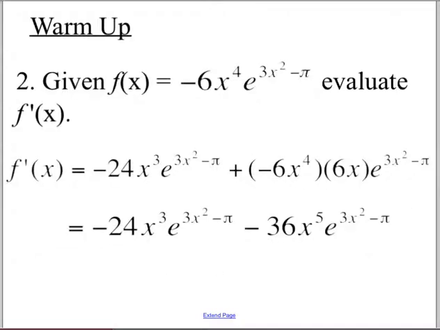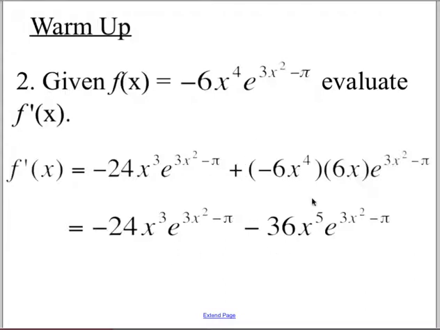And for number two, given f of x equals negative 6x to the fourth times e to the 3x squared minus pi, evaluate f prime of x. So we have product rule once again, and then don't forget about your chain rule. So the derivative of the first is negative 24x to the third times e to the 3x squared minus pi. And then I'm going to add that 2, keep my first function the same. The derivative of the second part is 6x and then times e to the 3x squared minus pi. Remember, the derivative of pi is just going to be 0 since that's a constant.